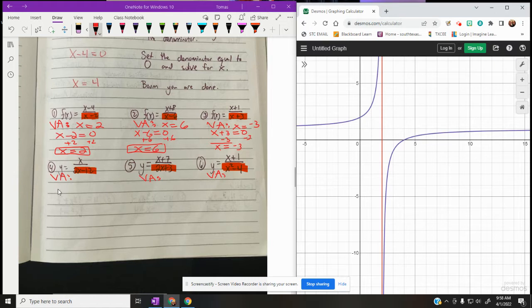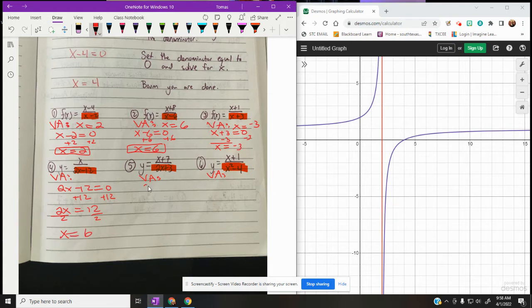Some of the vertical asymptotes are going to be a little bit more complex than others, right? So right here we have this equal to 0. We bring the 12 over. We get 2x equals 12. Divide by 2. Divide by 2. X gives us 6, right?